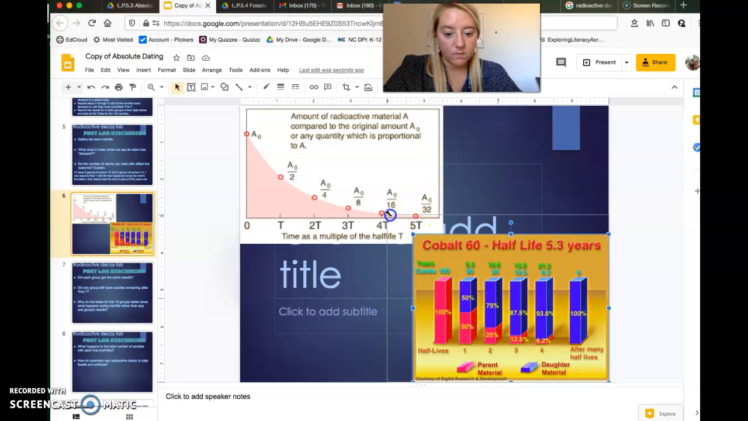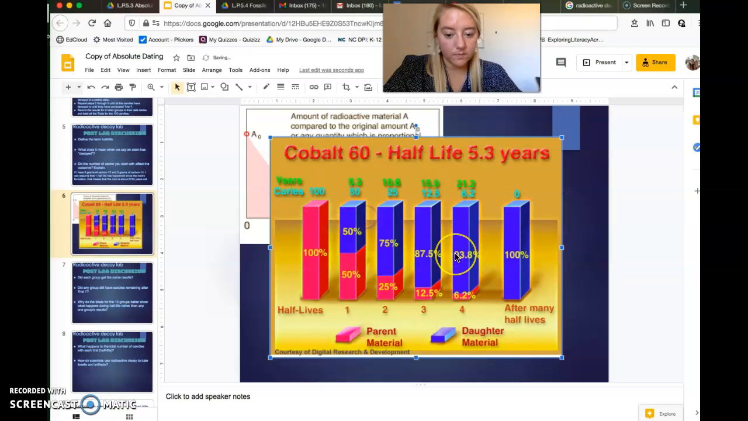We'll talk more about this in our other lecture, but we call the material that we started with, that radioactive material, the parent material. And then our daughter material is that stable isotope that we get after the atoms have decayed. We call that the daughter.